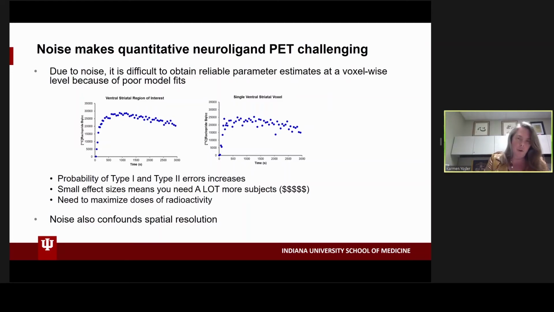So because of noise, we spend a lot of time worrying about false negatives or not finding actual effects. We also worry about false positives as well. But typically with noise, what happens is you have smaller effect sizes, and that means you need a lot more subjects to recover effects. And PET is really pretty expensive, and so this becomes cost prohibitive and often makes it difficult to sustain the level of research that we'd like to.